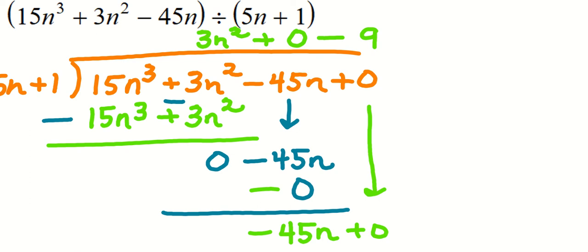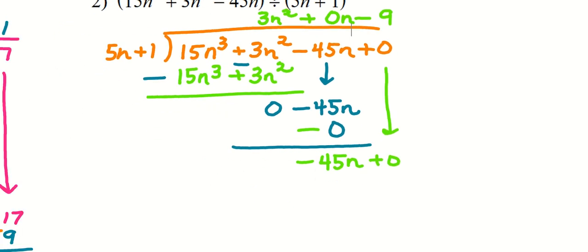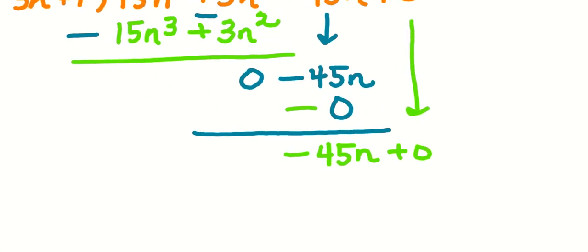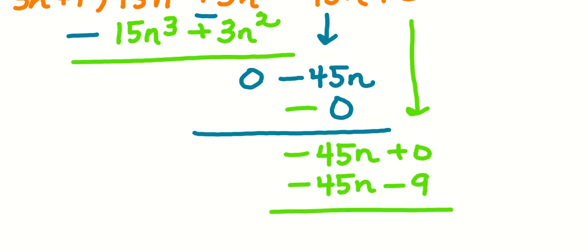Some of you might be wondering why I didn't put an n next to this. 0n and 0 are the same. I think I said negative 9, didn't I? Yeah, negative 9. Multiply that negative 9 to 5n, and we are left with negative 45n minus 9. We're going to change all the signs, so my remainder is 9.